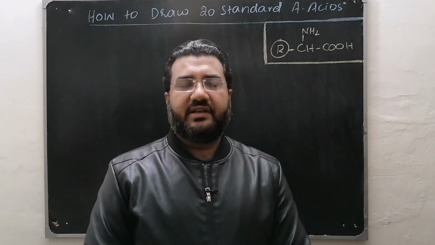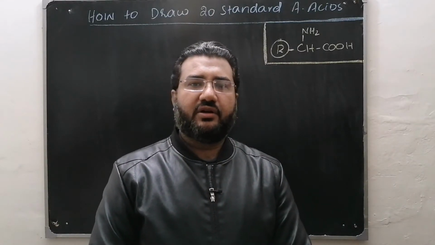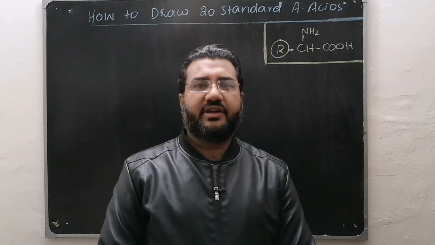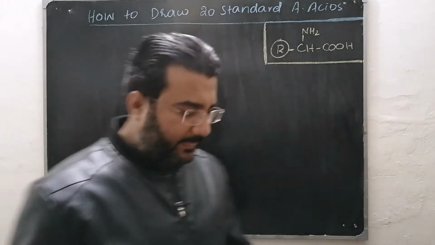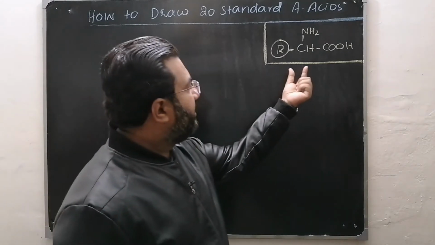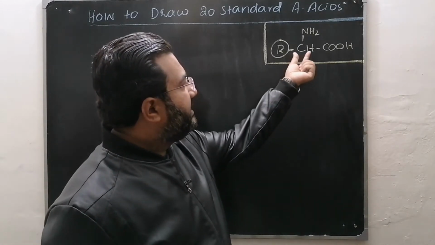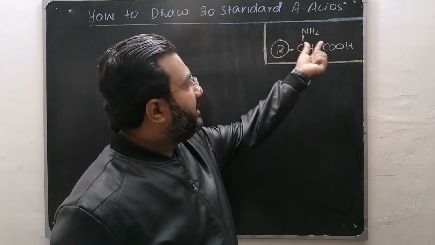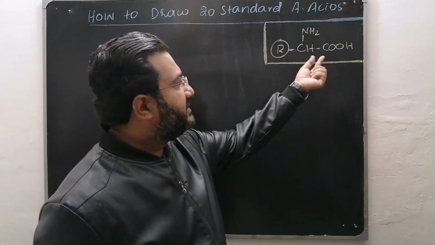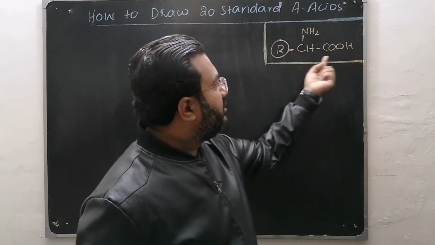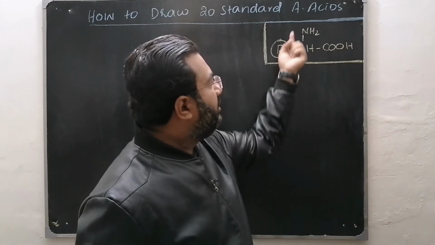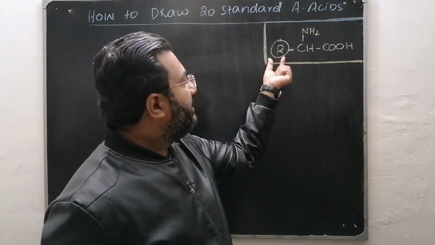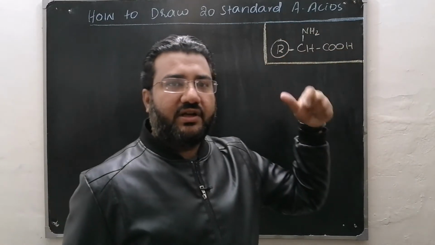Welcome dear students. In this lecture we are going to learn how to draw the 20 standard amino acids in an easy way. The general structure of the amino acid is in front of you, in which there is an alpha carbon to which both amino group and carboxyl group are attached. This is a common part of all amino acids, while amino acids differ with respect to the R group.